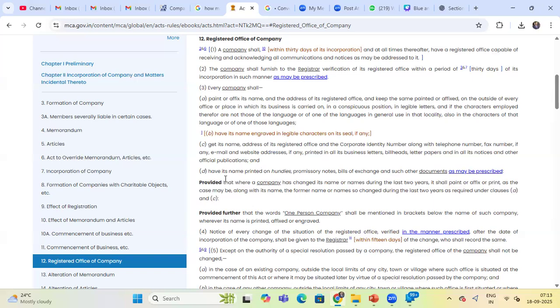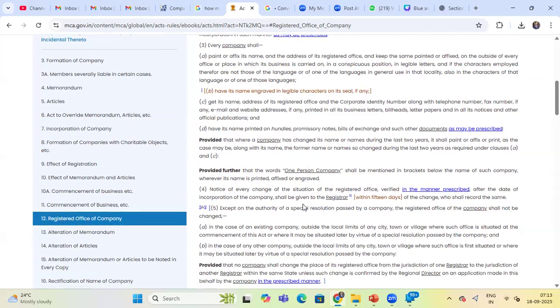And (d): have its name printed on hundis, promissory notes, bills of exchange, and such other documents as may be prescribed. Provided that where a company has changed its name or names more than one time during the last 2 years, it shall paint or affix or print, as the case may be, along with its name, the former name or names so changed during the last 2 years, as required under clauses (a) and (c).